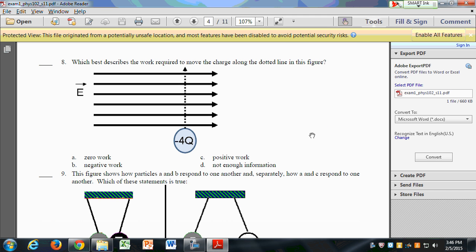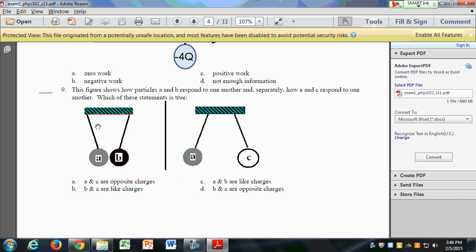How much work for this one to move along the electric field like that? 0 work, very good. Some basic things about charges. We had some concept test questions. You could see something like this.